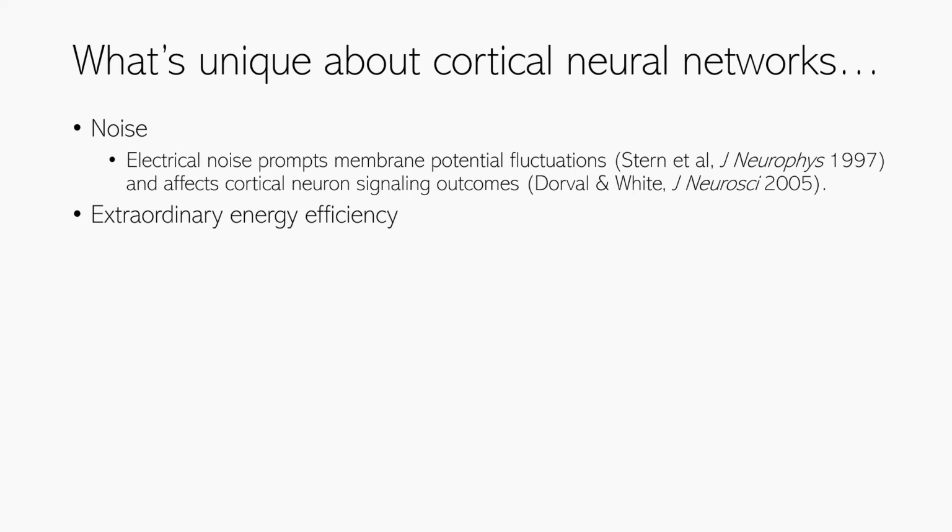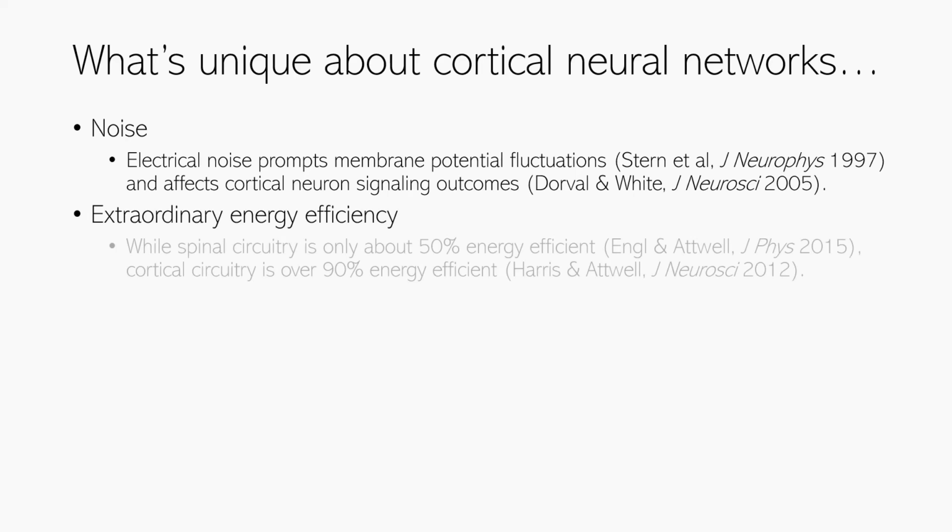Next, cortical neurons are extraordinarily energy efficient, while spinal neurons are only about 50% energy efficient. Multiple studies have found that cortical neurons seem to be over 90% energy efficient. And this is really understudied, and I think the reason is because this finding is so bizarre.